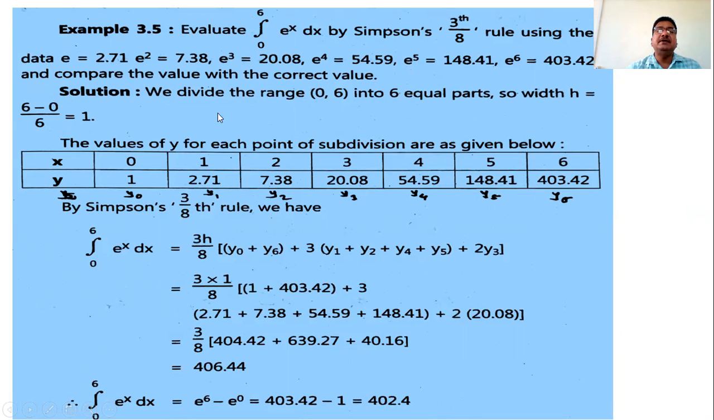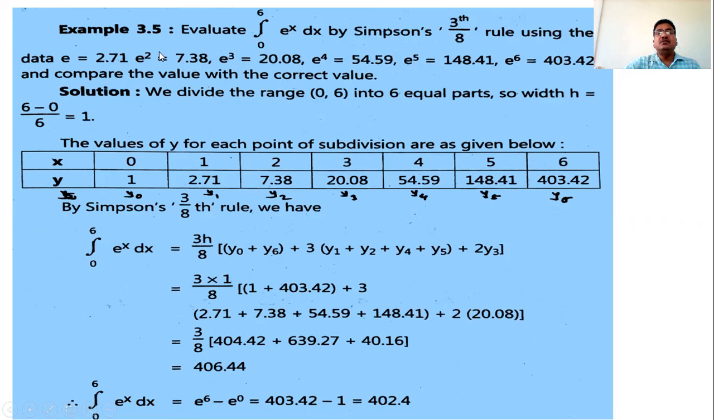And the next problem is integration 0 to 6 e raised to x dx. So f(x) is e raised to x, interval is 0 to 6, by using Simpson's 3/8 rule. Here the compulsion is that we use Simpson's 3/8 rule, that is, we have to divide this interval 0 to 6 in multiples of 3. So the number of sub-intervals must be a multiple of 3. That is, either divide this interval 0 to 6 in 3 parts, 6 parts or 9 parts.